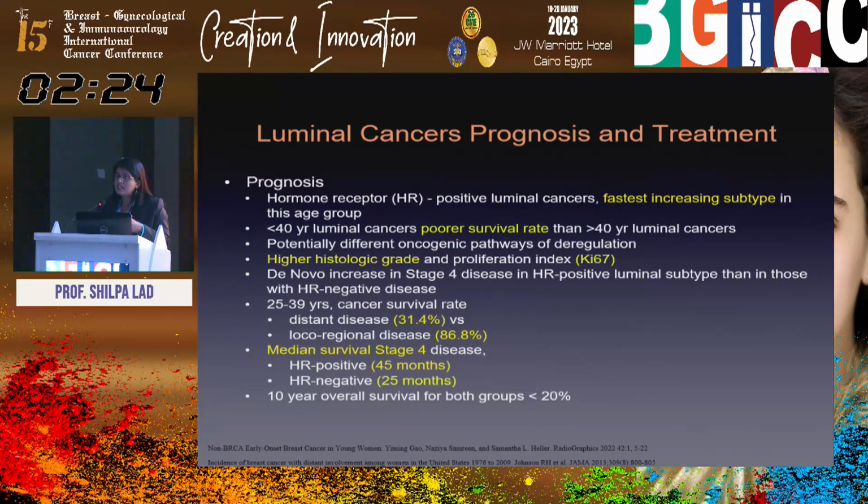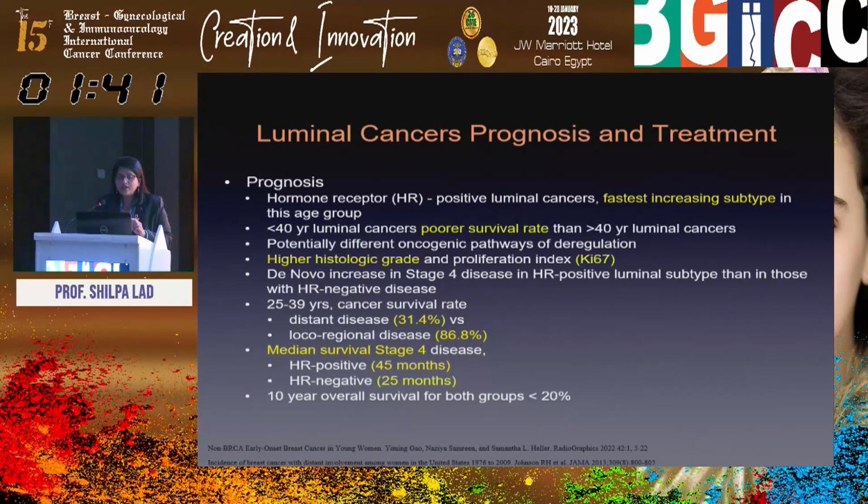In this subgroup, they're presenting with stage 4 disease, mets to bones, okay? They have a higher histologic grade, and in terms of Ki67, the proliferative index is also higher. De novo increase in stage 4 disease in this subset, luminal A, hormone receptor positive cancers. As compared to the hormone negative cancers, the hormone positive cancers have a 45-month median survival rate with stage 4 disease, and 25 months for hormone negative cancers. However, the 10-year overall survival in both groups is less than 20%.